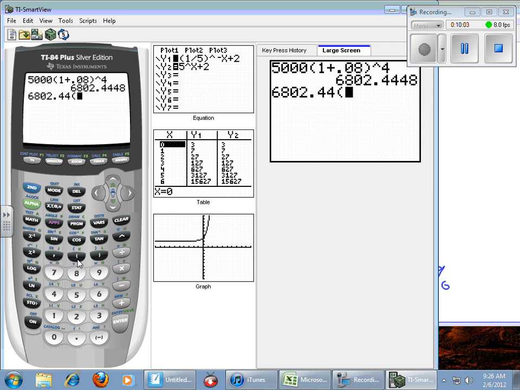6802.44 times a quantity of 1 plus 0.04, and we said it was a period of 5 years. And there you go. Look at that. Your money would be at $8,276.21 rounded. Okay, that's a pretty good deal. That is a pretty good deal.